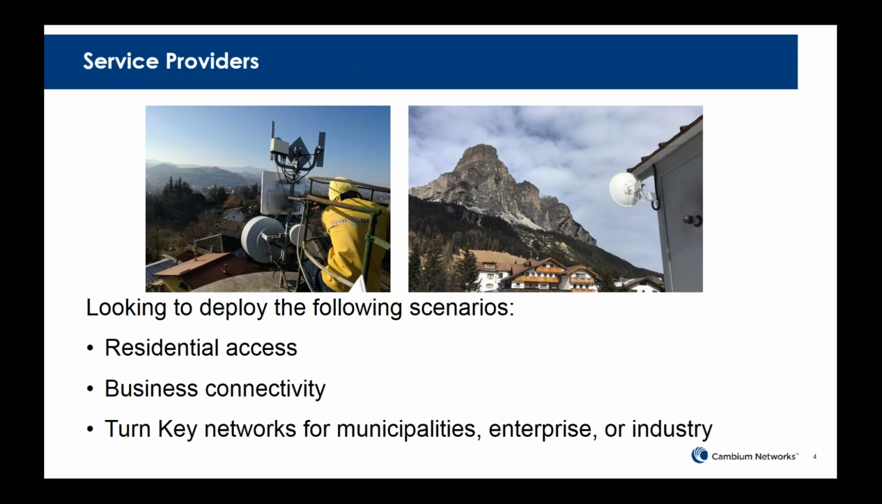So service providers are looking to deploy the following scenarios as it shows here. Residential access, that's getting the voice, video, and IP to an individual home. Business connectivity, and then turnkey networks for municipalities, enterprise, or industry. Anybody who needs a private network of their own for their own use that may or may not connect to the public internet.